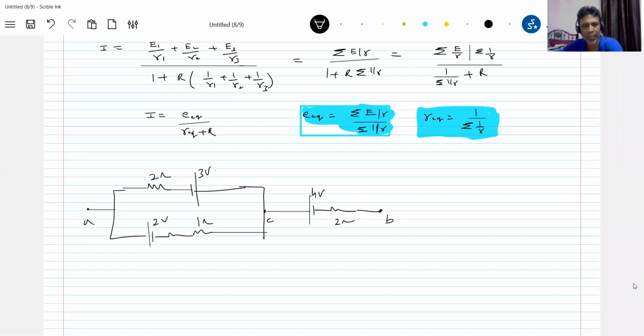C is positive, A is negative. If I get a negative answer, I'll interchange that polarity. So I'm going to replace now EAC. First EAC, that one, summation of E by R.